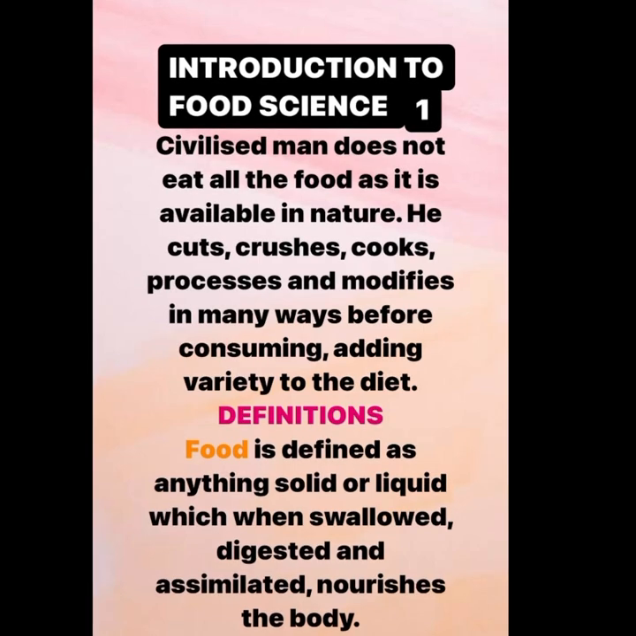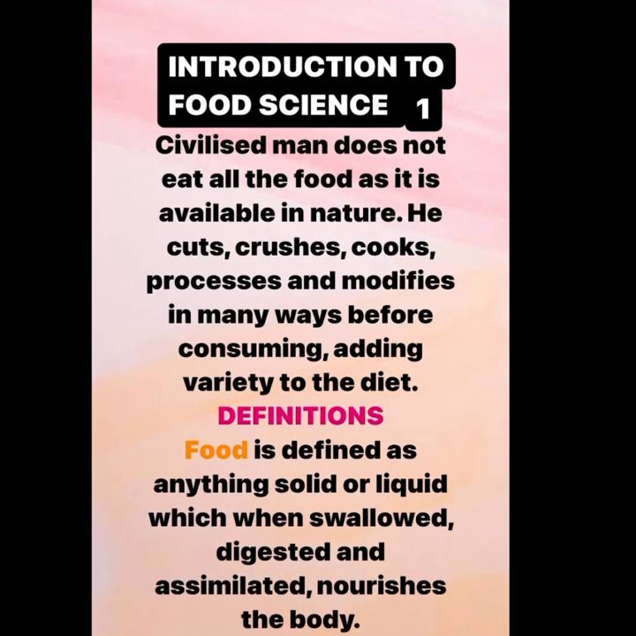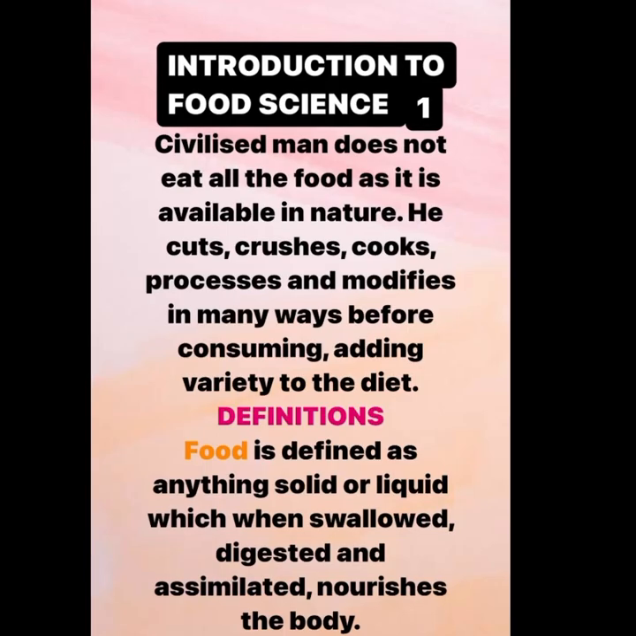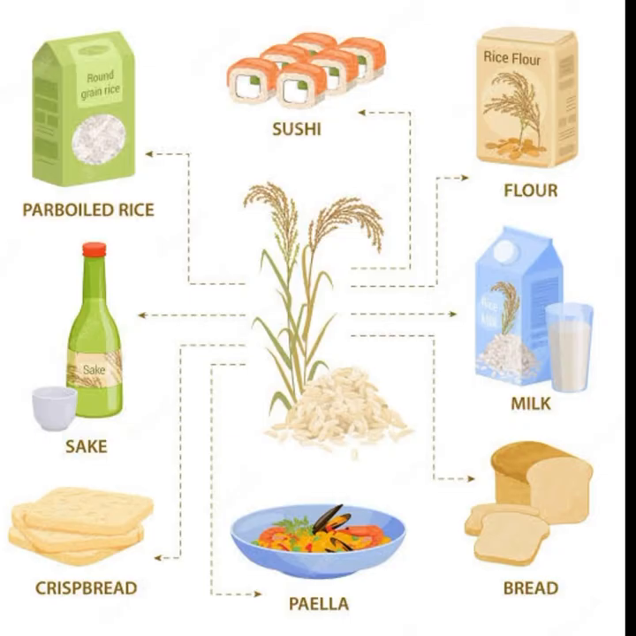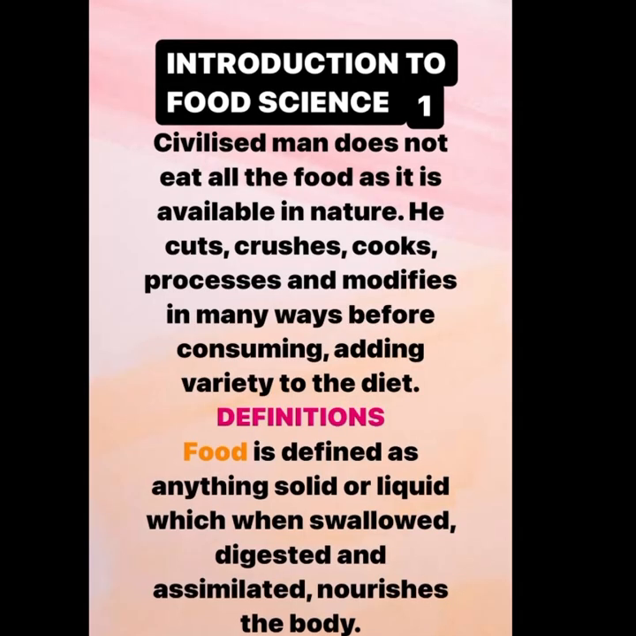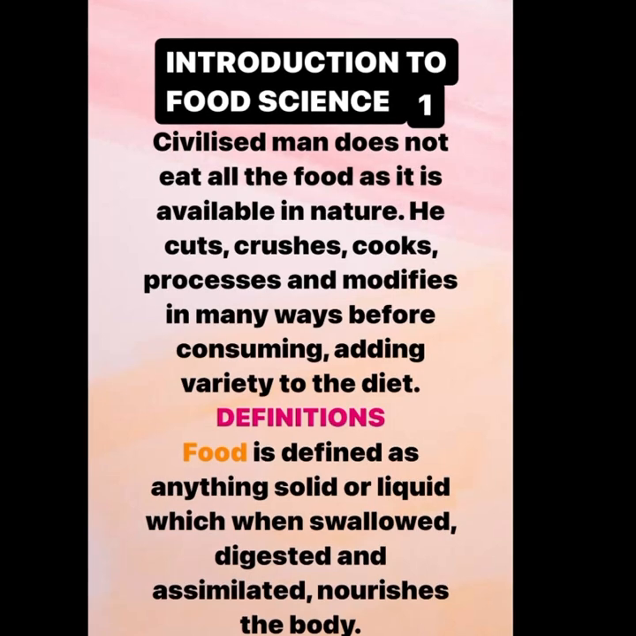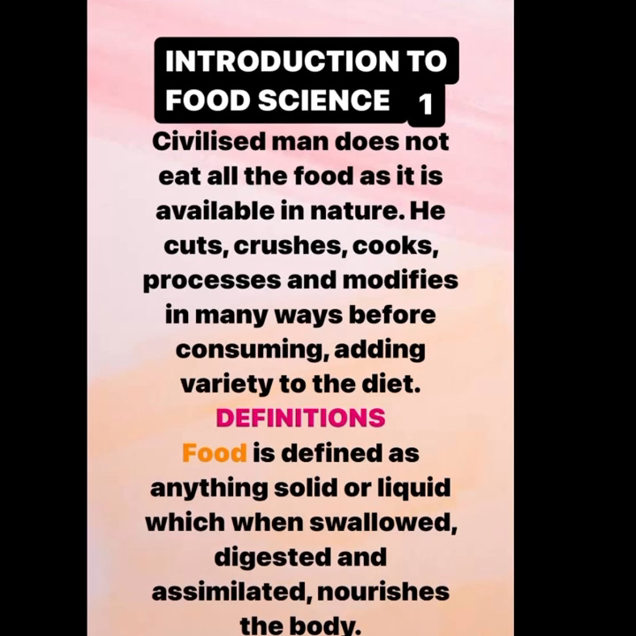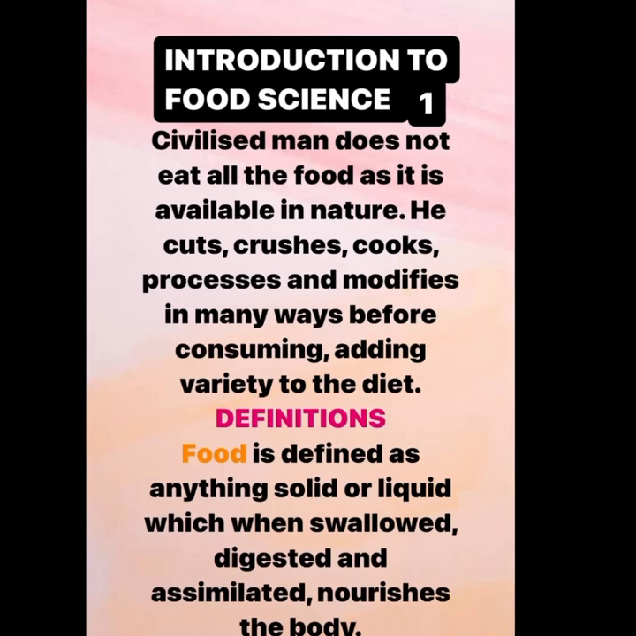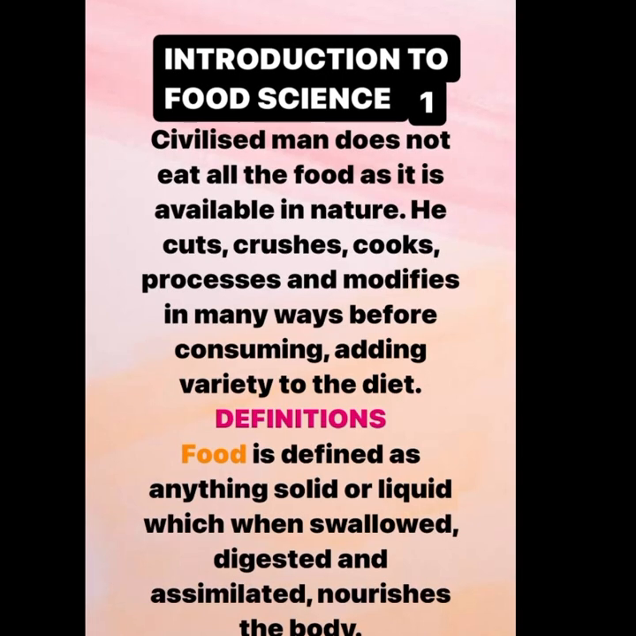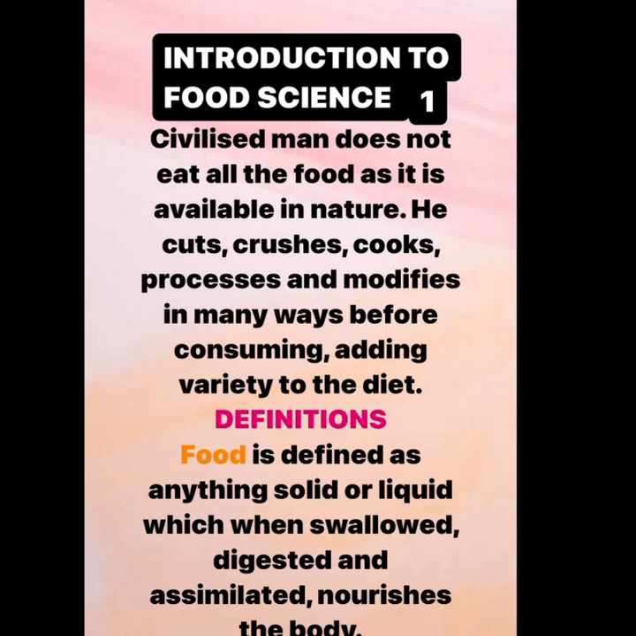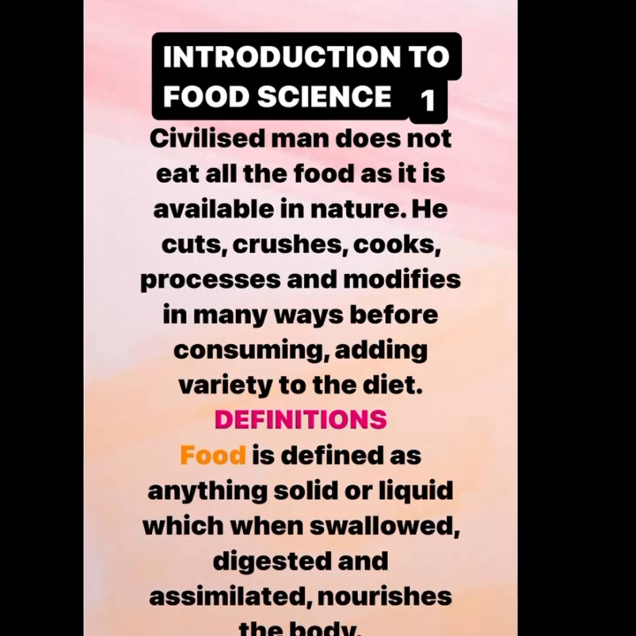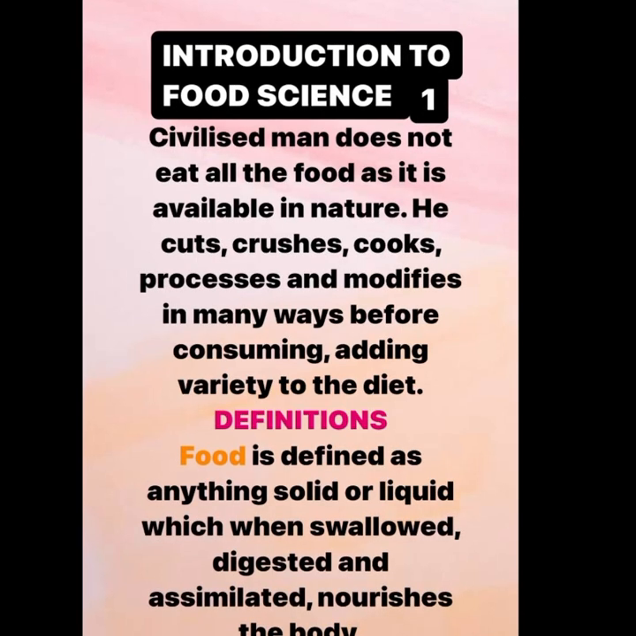Before eating, we process, like if it is vegetables, then we cook. We don't eat raw. In some cases we can eat raw like salads, but most of the time we cook the vegetables. We like processing. Many foods are processed by adding preservatives to preserve them for more days, adding varieties to the food, making different dishes from the food, like that.